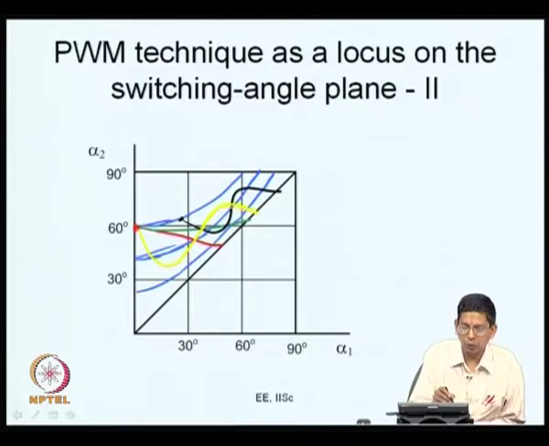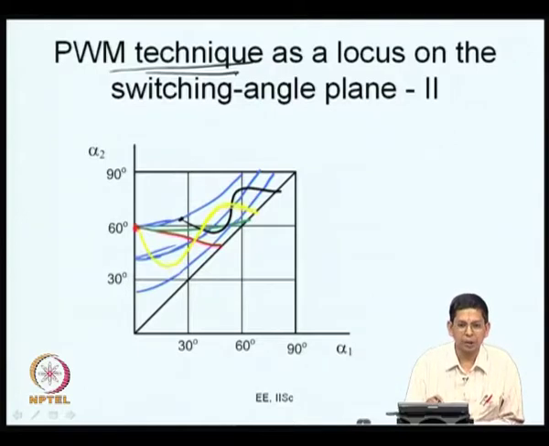So, by and large we would want the PWM technique as a locus on the switching plane, starting from some point on V1 is equal to 0 and ending at some point on V1 is equal to constant. Not just that, we also want V1 to be increasing monotonically as the point moves from V1 is equal to 0 to V1 is equal to 1. So, that is the other one that we want. So, you can look at several examples.